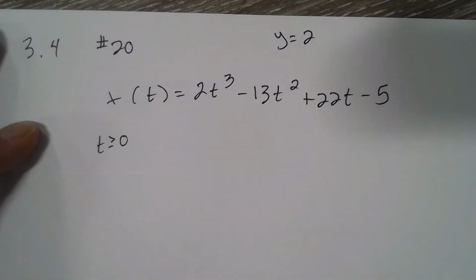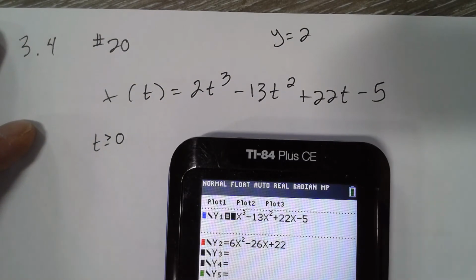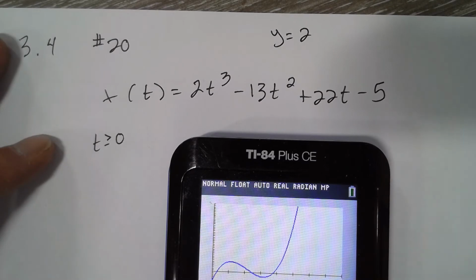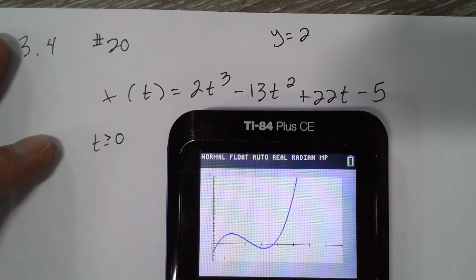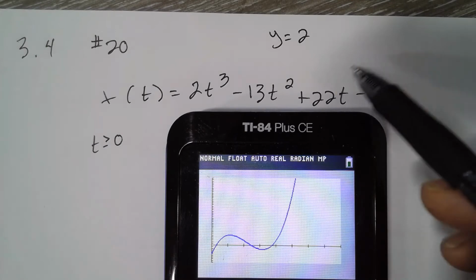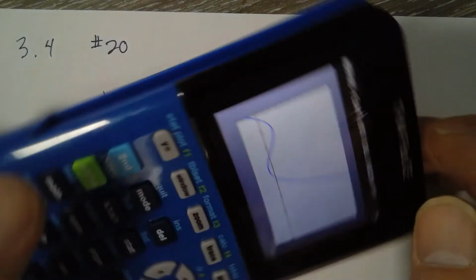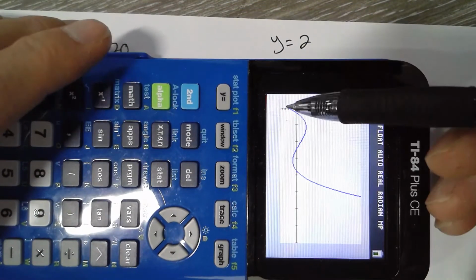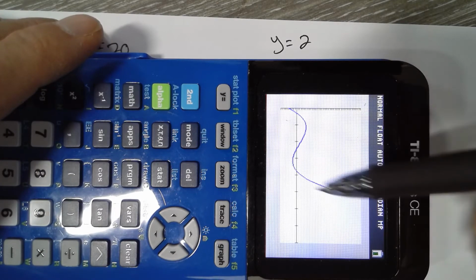So if we just graph that equation on a calculator and look at it, you can see that it's a cubic. It goes like this. If we're moving horizontally along the line y equals 2, you could think of it as the x-axis. So this polynomial is moving to the right, and then left, and then right.